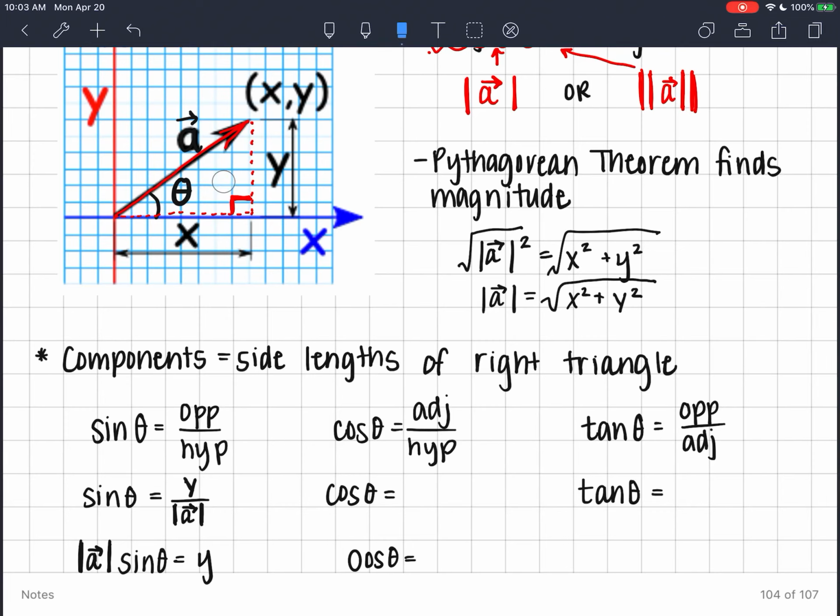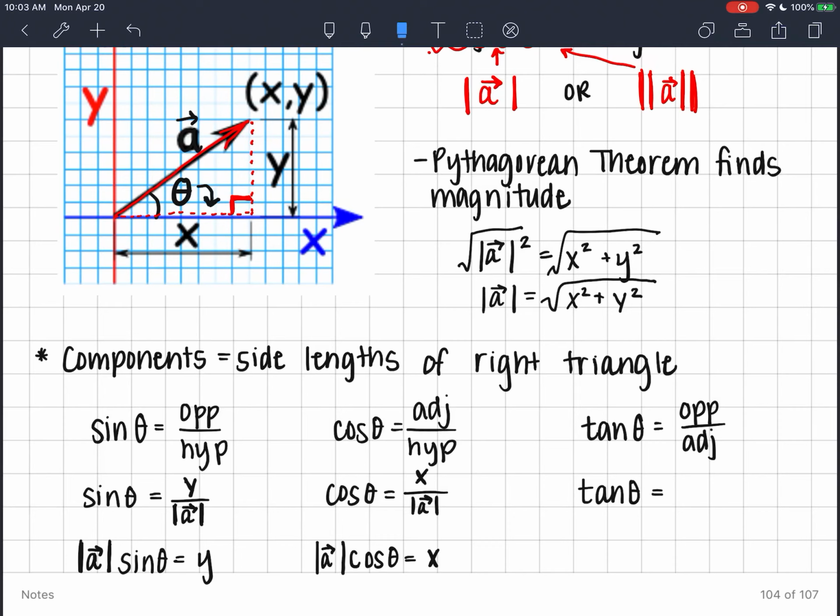Now this also applies for our x component. So cosine is equal to my adjacent side over my hypotenuse. My adjacent side in this case is my x component. And my hypotenuse I know now to be the magnitude of my vector. So if I were to isolate x, I'd have to multiply both sides by the magnitude of A. So I'm going to have the magnitude of vector A times the cosine of theta equals my x component. So if I know magnitude and I know theta, I can find my x component.